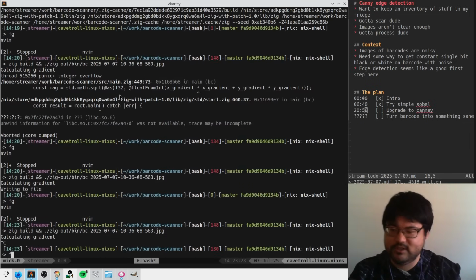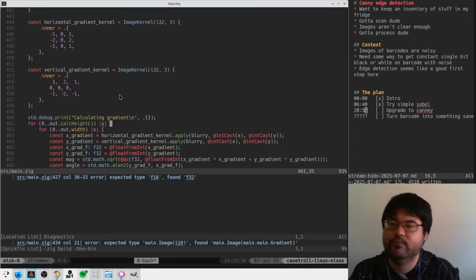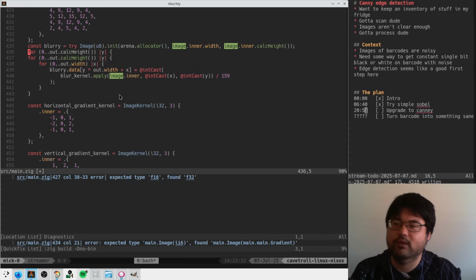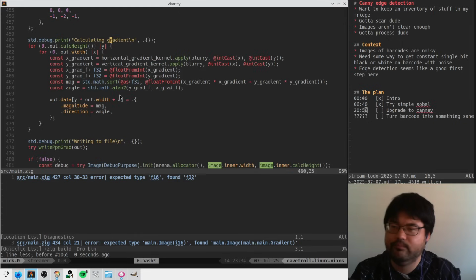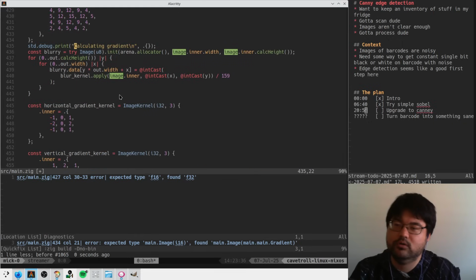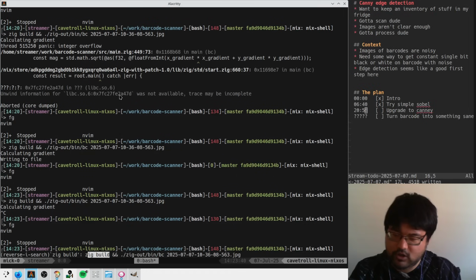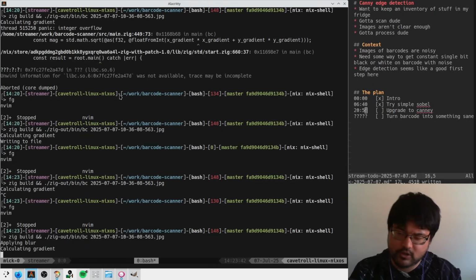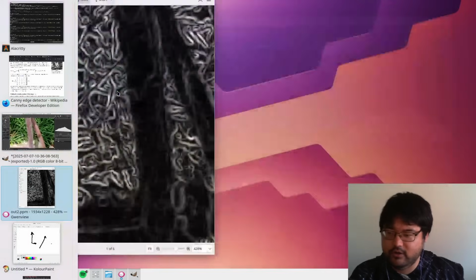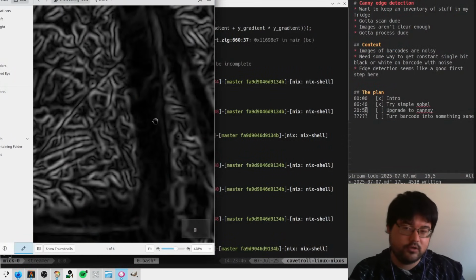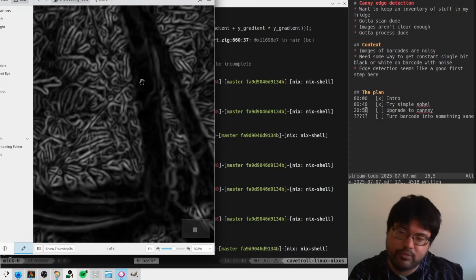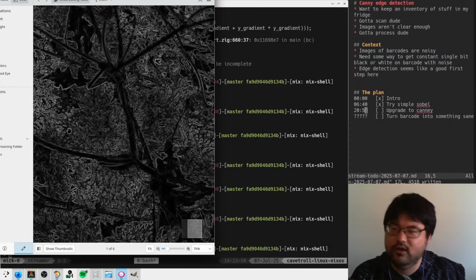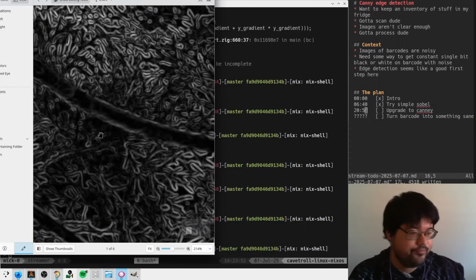And let's see what that does. And we should probably say here, applying blur. All right. Applying blur, calculating gradient, writing to file. And you can see that the noise here is definitely decreased. Which is cool.